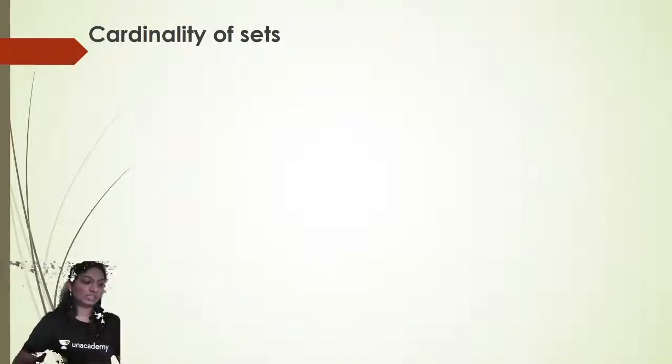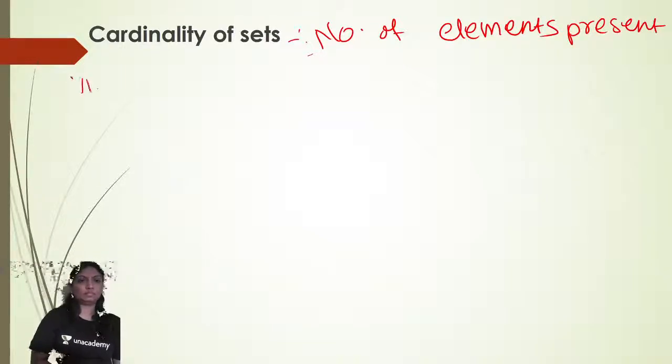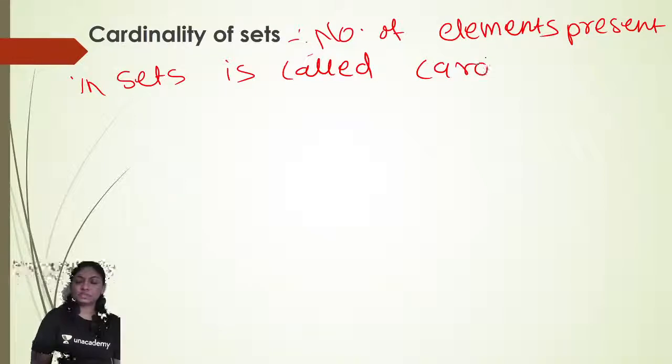Now cardinality of sets. What do you mean by cardinality of sets? Cardinality of a set means the number of elements present in a set is called the cardinality of the set. Okay, so the number of elements present in a set is called the cardinality of a set.